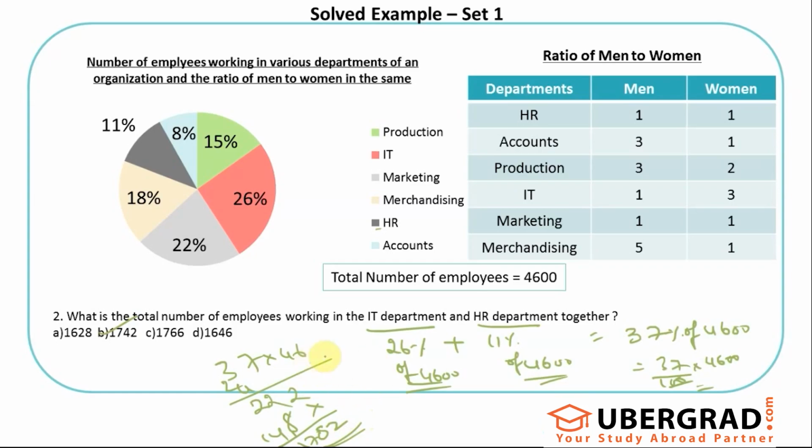I think somewhere I made a mistake. Let me do it again. 6 7s are 42, 6 3s are 18 plus 4, 22, 4 7s are 28, 4 3s are 12 plus 2 is 14. So that's correct, right? So 2, then I have 10. So it should have been 1702. I think the option is wrong. But anyways, as I said, this would also help you once you figure out the last digit. So the answer is 37% of 4600, and that's how you find the answer to be 1702.